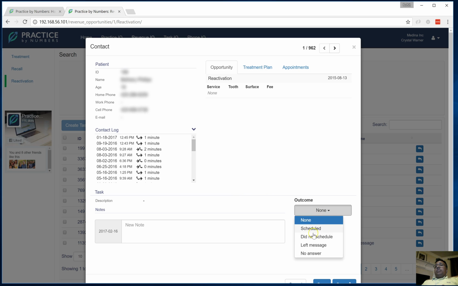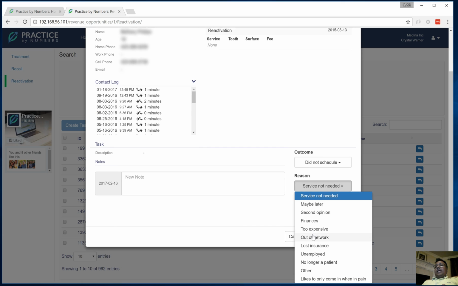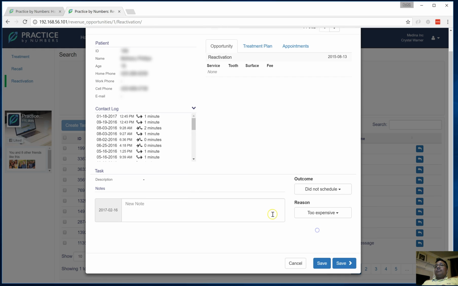And this patient did not schedule. And the reason they didn't schedule, let's say, was it was too expensive, or they say your office charges too much. Okay, let's just pick that. And they're going to look for a cheaper office.